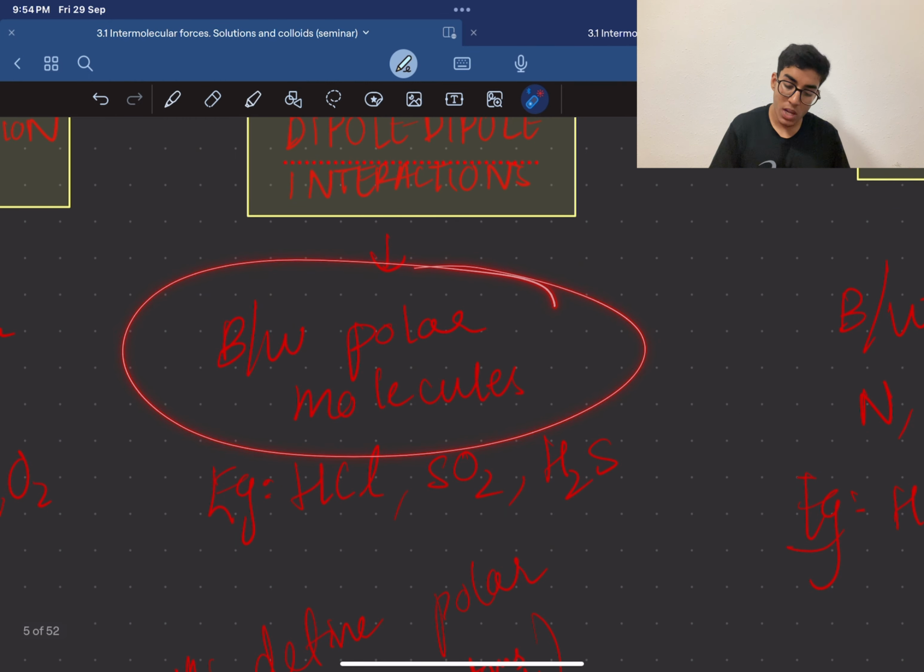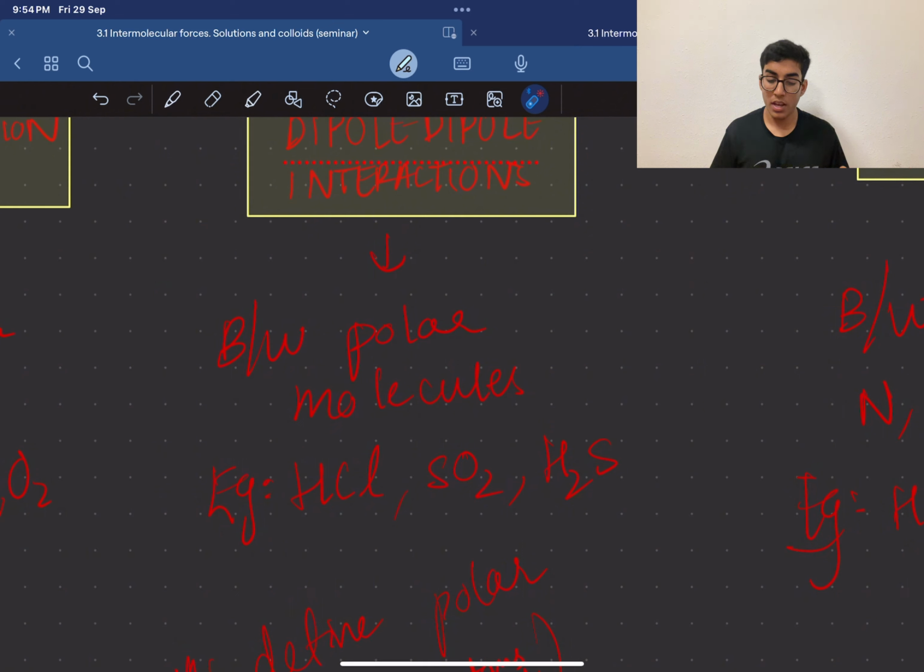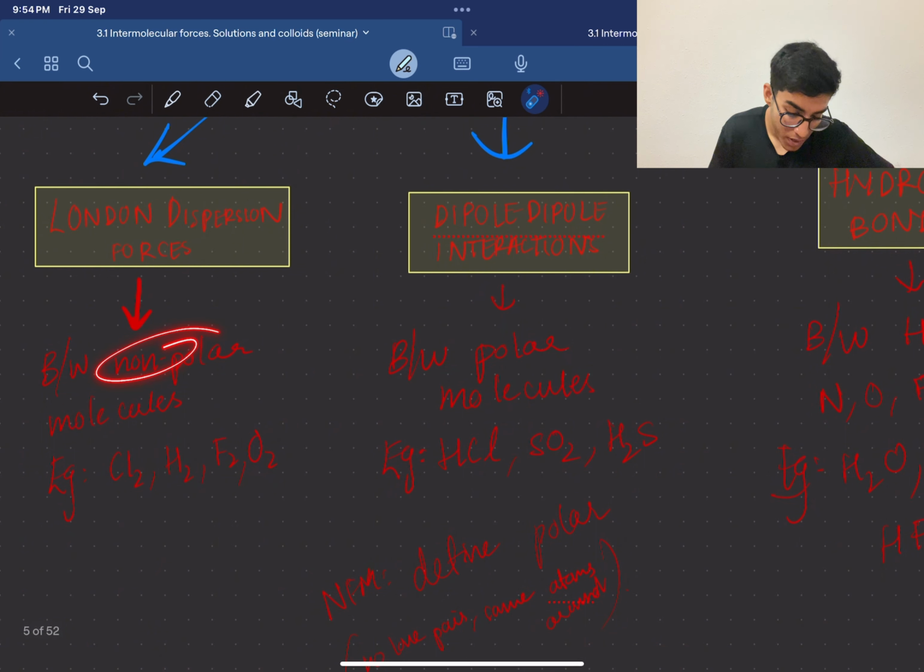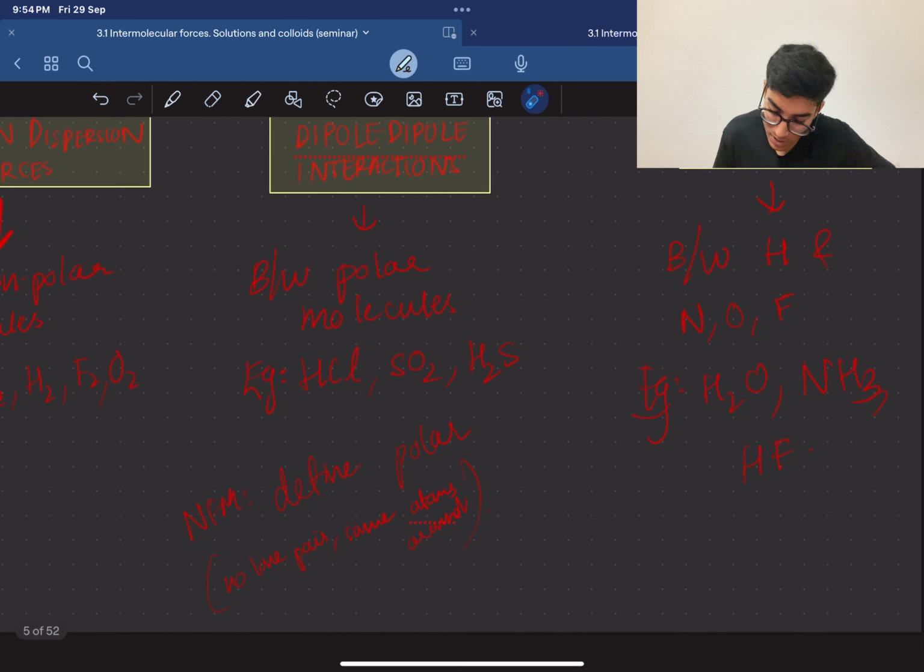Dipole-dipole exists only between polar molecules. It makes sense: polar only, because polar molecules are the ones which contain dipoles, and dipole-dipole interaction suggests that the interaction only takes place between dipoles. You get what I'm trying to say. Examples, I've given examples here: HCl, SO2. For non-polar, I've given examples here.